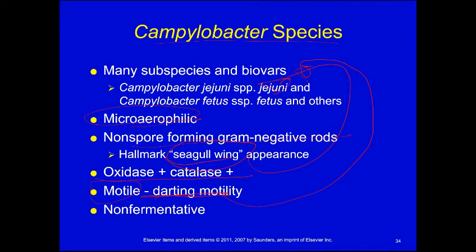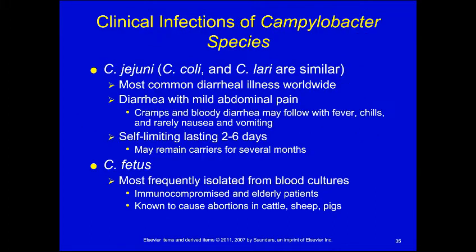Dalawa na tatandaan nyo sa jejuni. Seagull wing appearance and positive darting motility. This is non-fermentative. So, C. jejuni, C. coli, and C. lari are similar. Most common diarrheal illness worldwide. Diarrhea with mild abdominal pain. It may cause cramps and bloody diarrhea, which may follow with fevers, chills, and rarely nausea and vomiting.